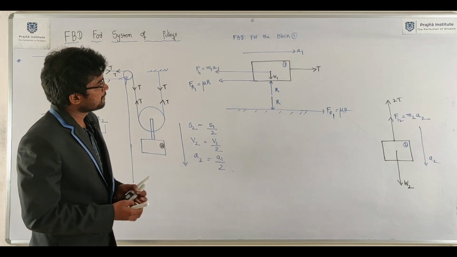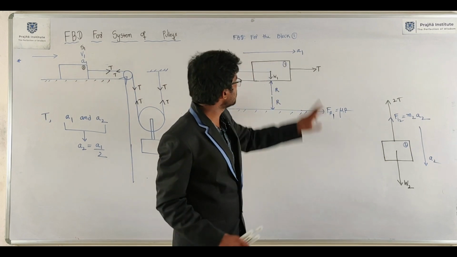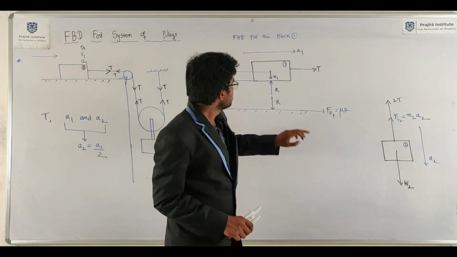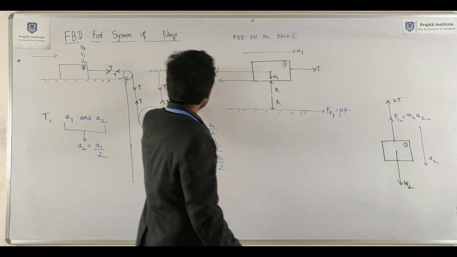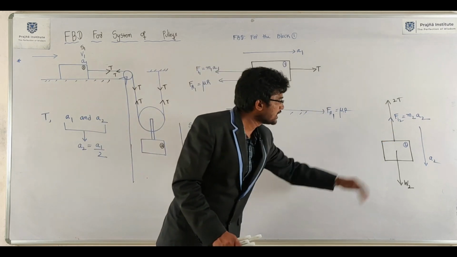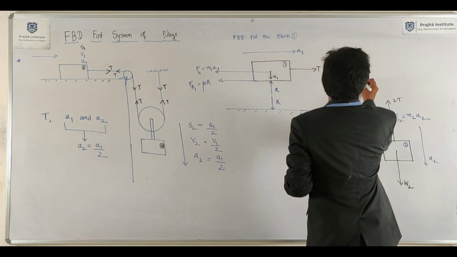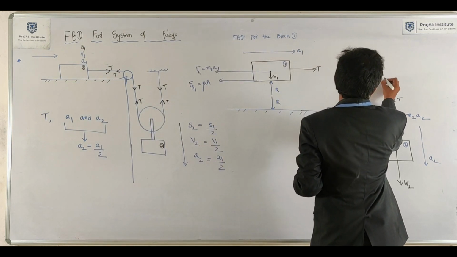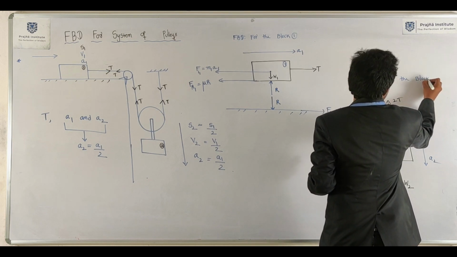So first step, start from weight. Weight is over, tension is over, normal reaction is over, inertia force is over, frictional resistance is over. There is no air resistance. Now, the free body diagram for block 2.